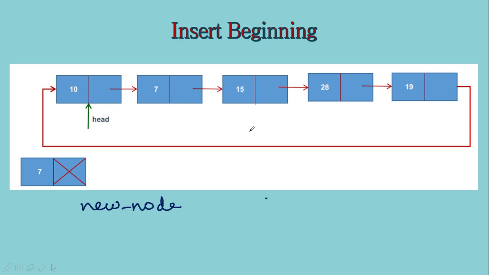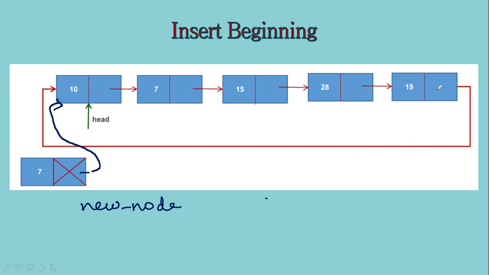So what are the changes that we have to make? We have to do 3 things. First, we have to make a connection between the new node and the current first node of the linked list, because this new node will become the first node hereafter, and this should become the second node. This change we have to make.